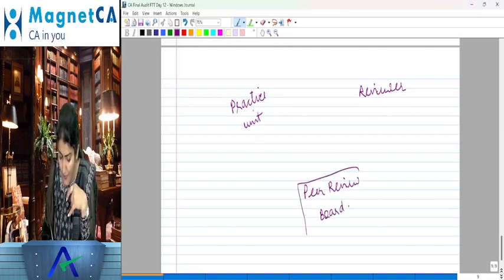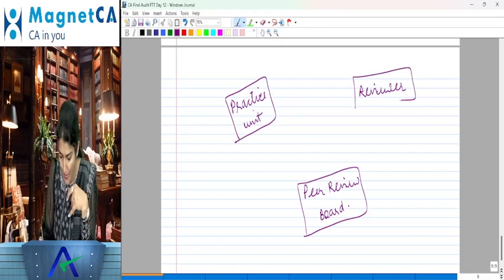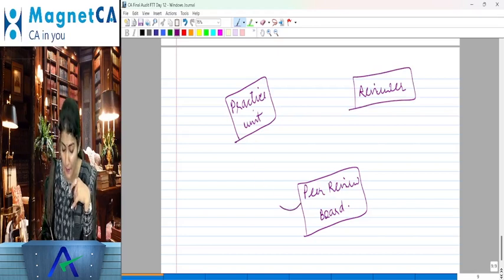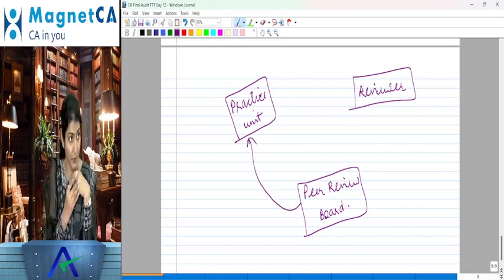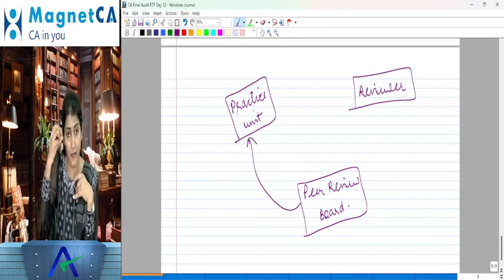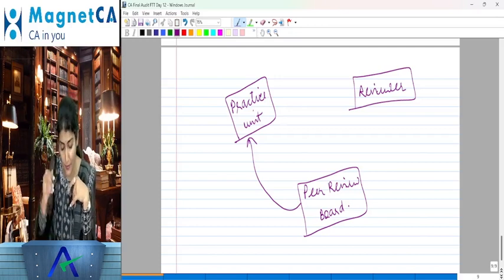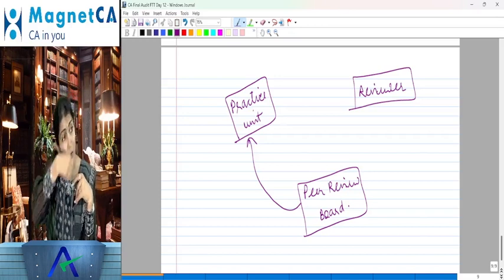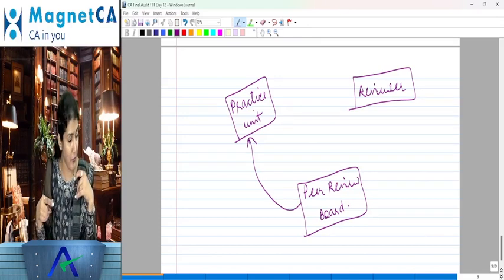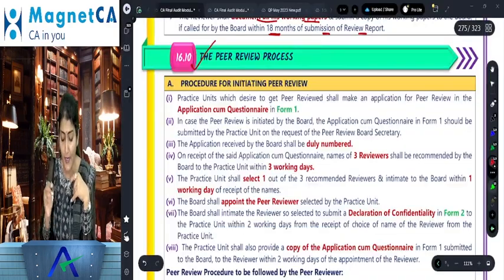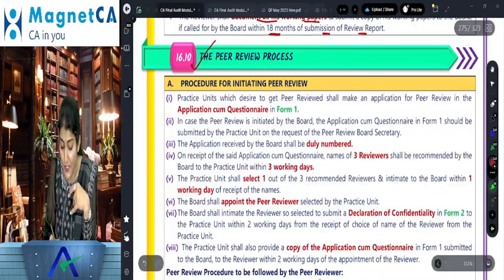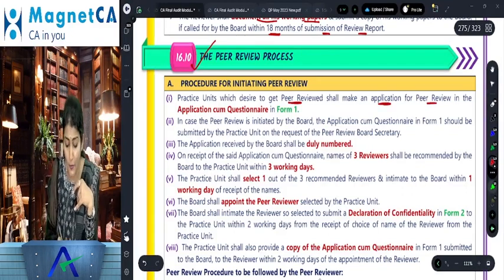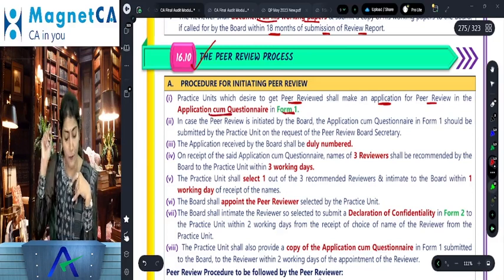Right. How does the peer review process kickstart? An intimation is sent by the peer review board to the practice unit that your firm has been selected for the peer review. Or sometimes can the practice unit suo moto make an application to the peer review board? Yes, they can also suo moto make an application. So practice units which desire to get peer reviewed shall make an application for the peer review in the application cum questionnaire in Form 1.